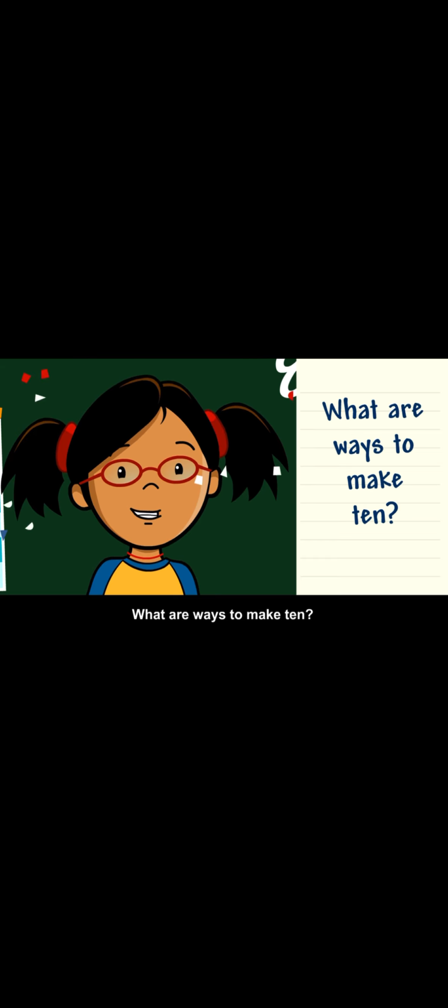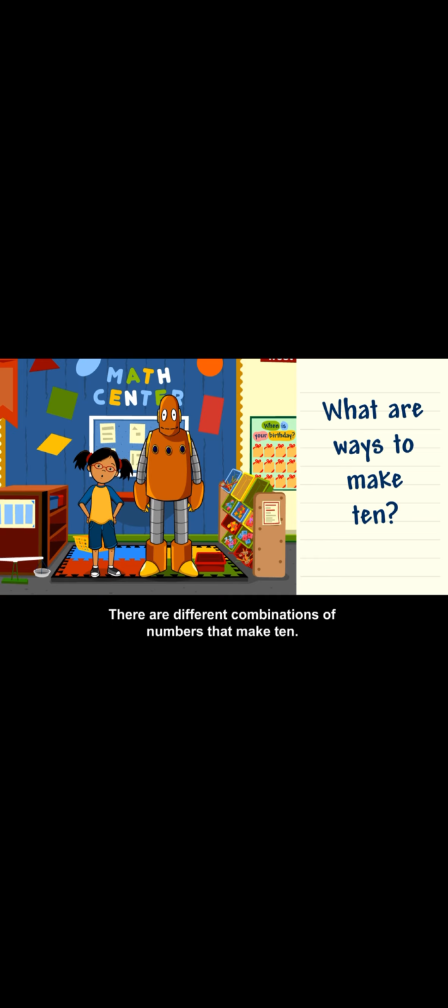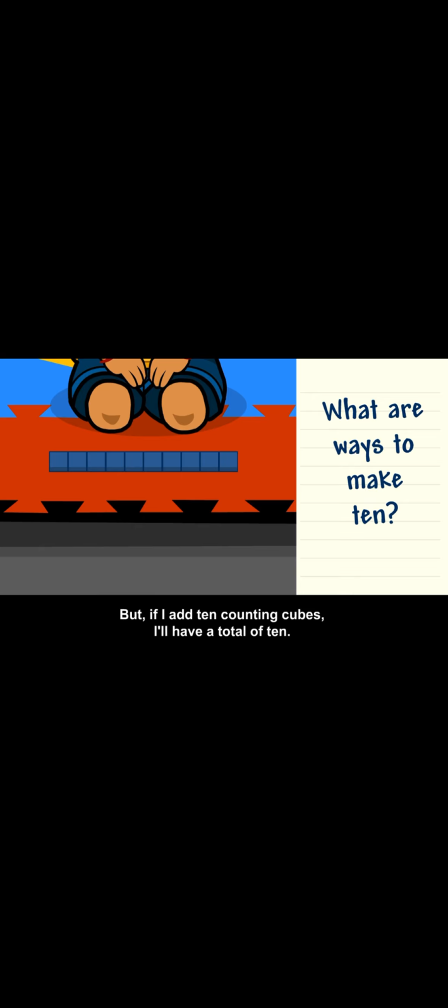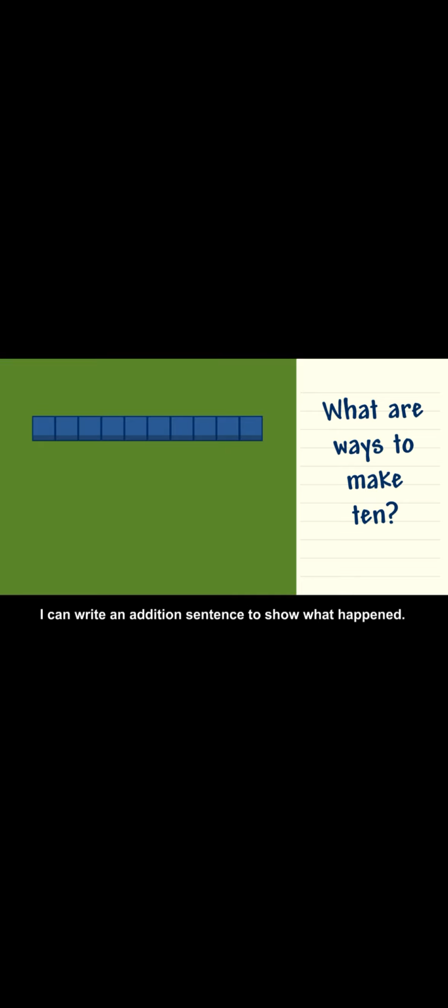What are ways to make 10? There are different combinations of numbers that make 10. Let's see. I start with 0, but if I add 10 counting cubes, I'll have a total of 10. I can write an addition sentence to show what happened. 0 plus 10 is equal to 10.